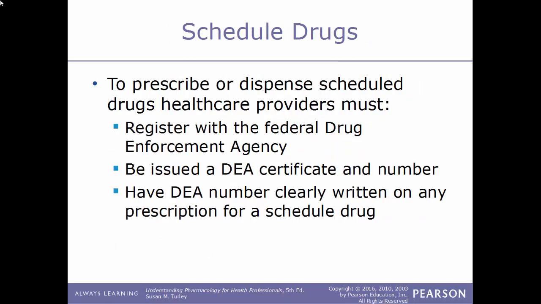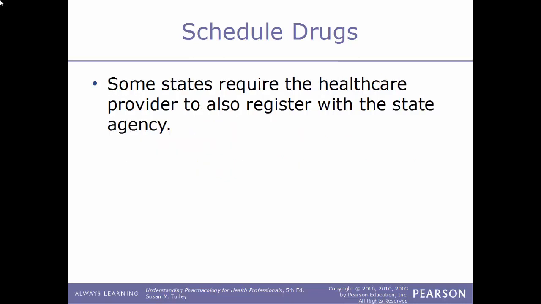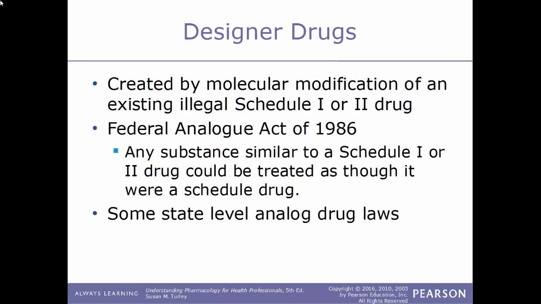Now, in order to prescribe or dispense a scheduled drug, a healthcare provider must register with the Federal Drug Enforcement Agency, must be issued a DEA certificate and number, and have that DEA number clearly written on any prescription for a scheduled drug. Now, some states require the healthcare provider to also register with the state agency, in addition to the federal DEA. Alright, next we'll talk about designer drugs.